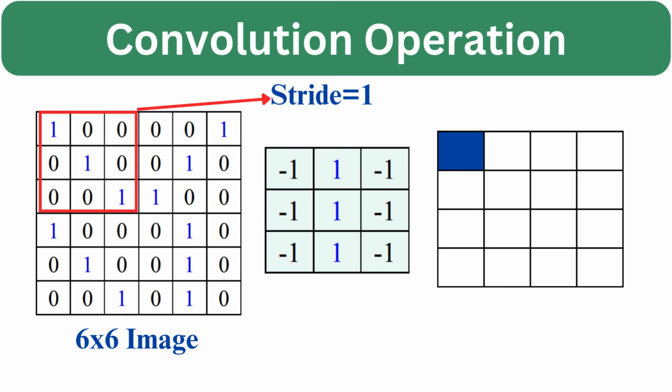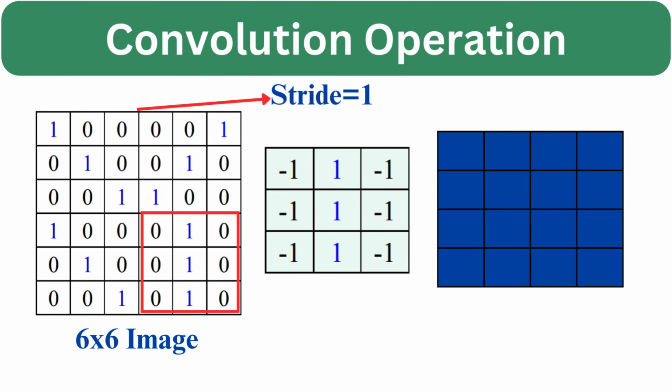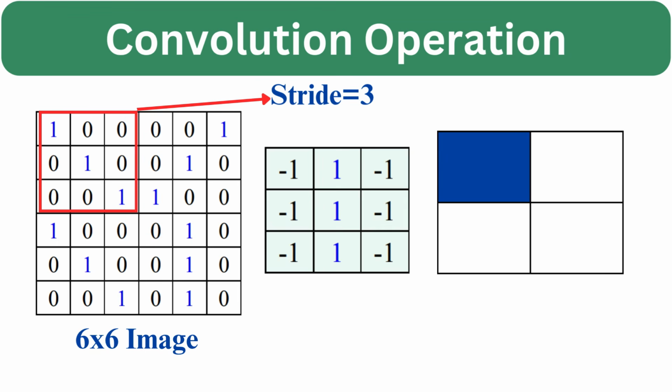Now if we set the stride equal to 1, it means that the filter will move 1 pixel value in rows and columns. So the filter will shift to the right by 1 pixel or 1 column. Similarly, it will shift down by 1 pixel value or 1 row. After that, it will compute an output feature map, the size of which is 4 by 4. So if we slide a 3 by 3 filter on a 6 by 6 image, we get a 4 by 4 output feature map. Let's update the stride to 3.